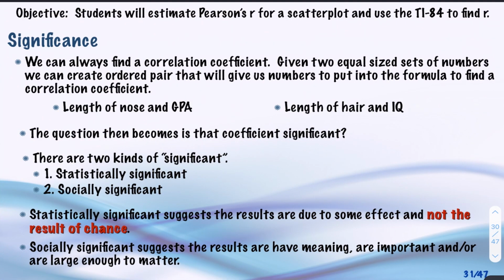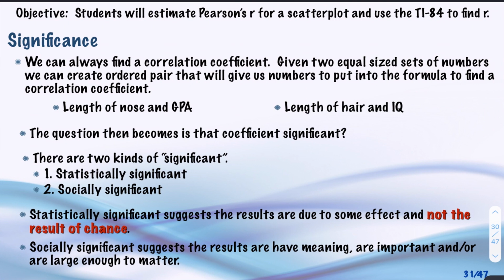So here's the significance of this. We can always find a correlation coefficient. Given two equal-sized sets of numbers, we can create ordered pairs that give us numbers to put into a formula to find the correlation coefficient. You could look at the length of a nose and compare it to GPA, or look at someone's length of hair and compare it to IQ. Both of those are quantitative, so we can look at a correlation.